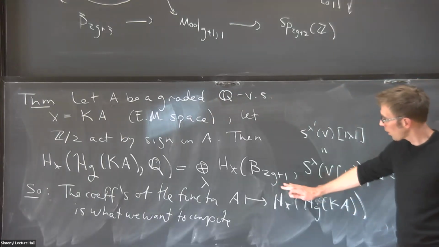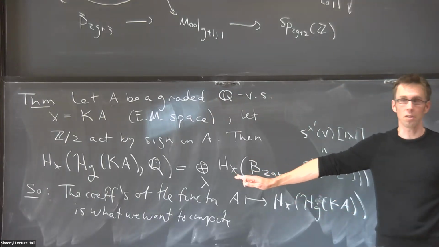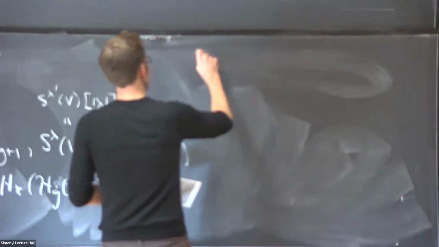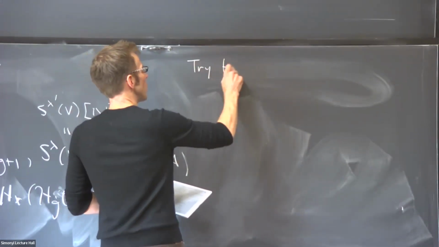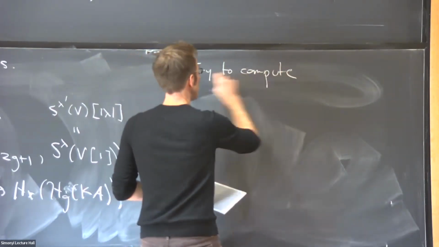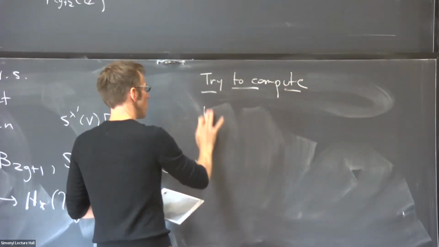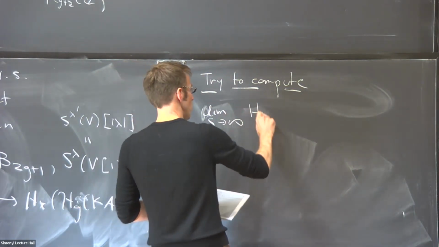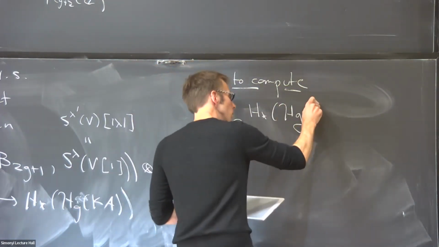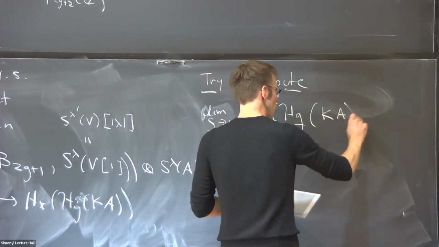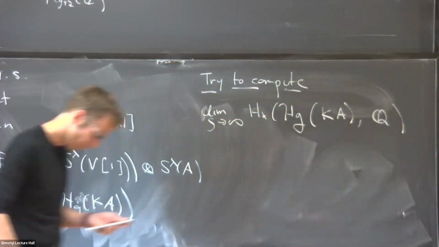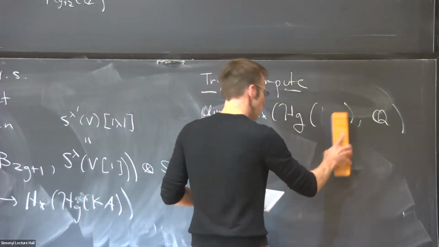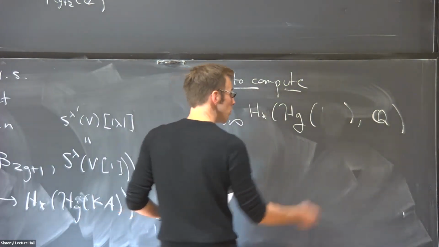So the thing we want is on the right side, so we should try to compute the thing on the left side. So now let's try to compute the limit to infinity of the homology of the space of hyperelliptic curves mapping to the Eilenberg-MacLane space. And actually, what I'm going to describe will work for any space X.